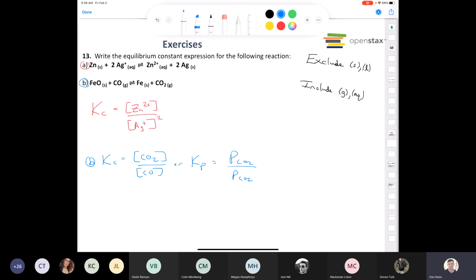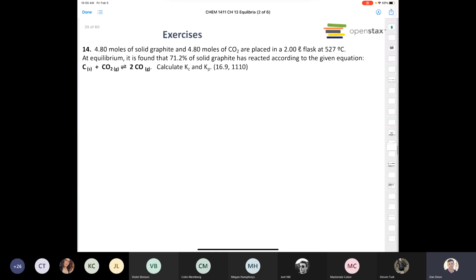Okay, there we go. So remember, these are what we call heterogeneous equilibria. More than one phase, right? Solids and aqueous, and then you have solids and gas. Okay, well, there's 13. Let's move on to 14.